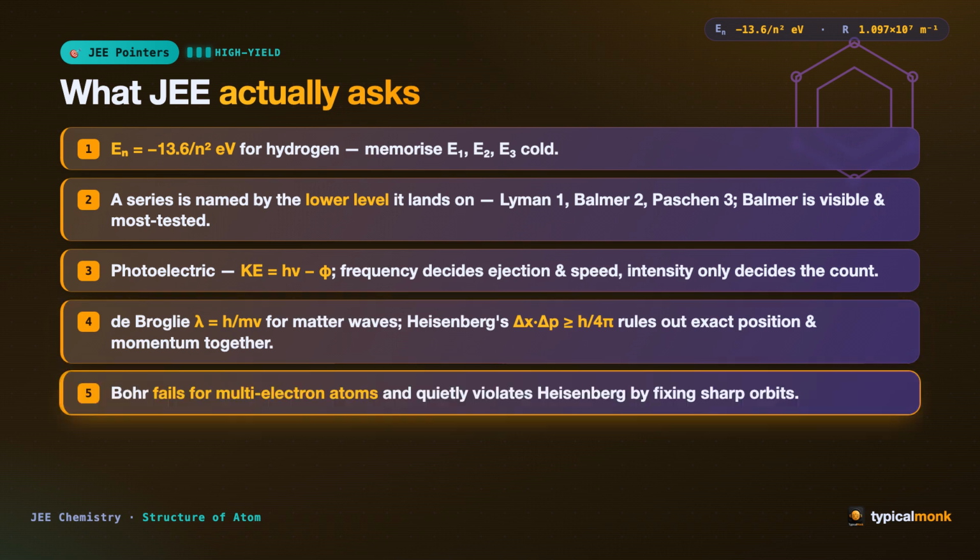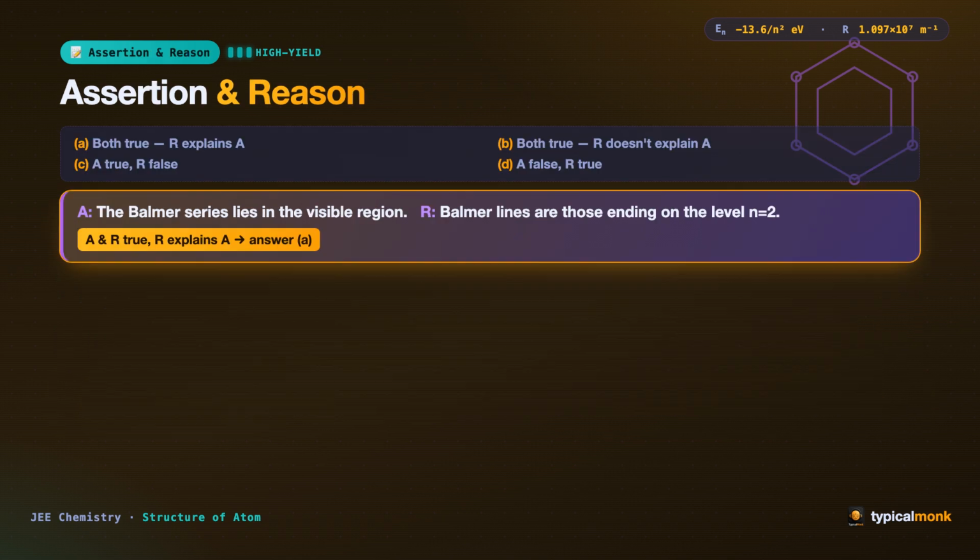over 4 pi. 5. The Bohr model fails for multi-electron atoms, and it quietly violates Heisenberg's uncertainty by pretending both position and speed of the electron are known at once. Know its limits, not just its wins. Let us drill the JEE way.